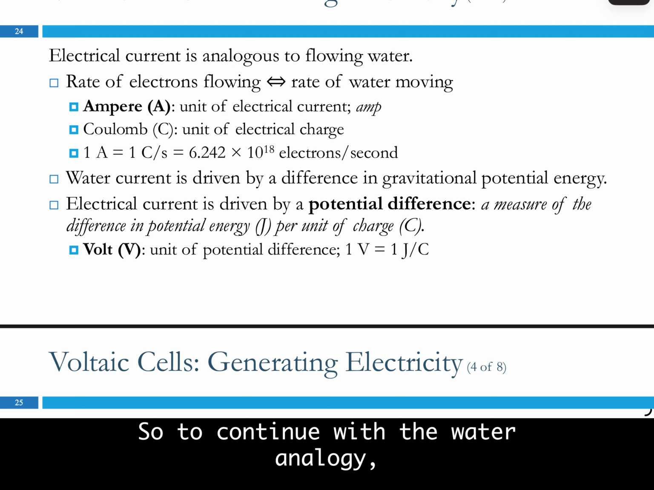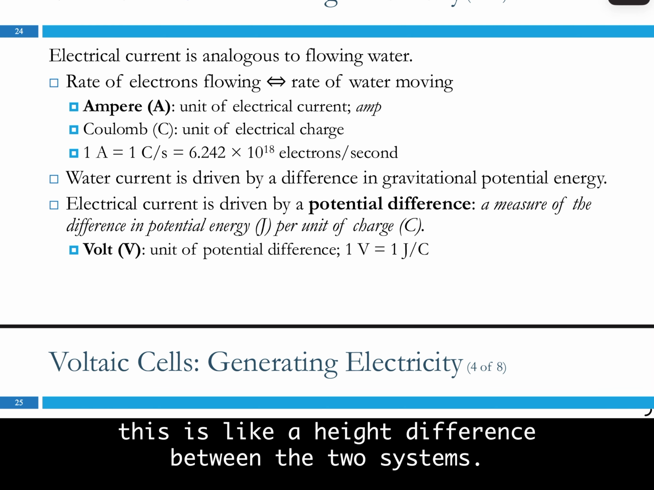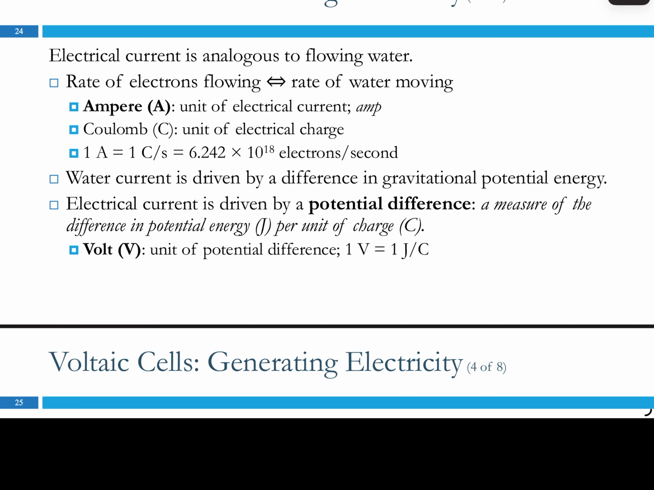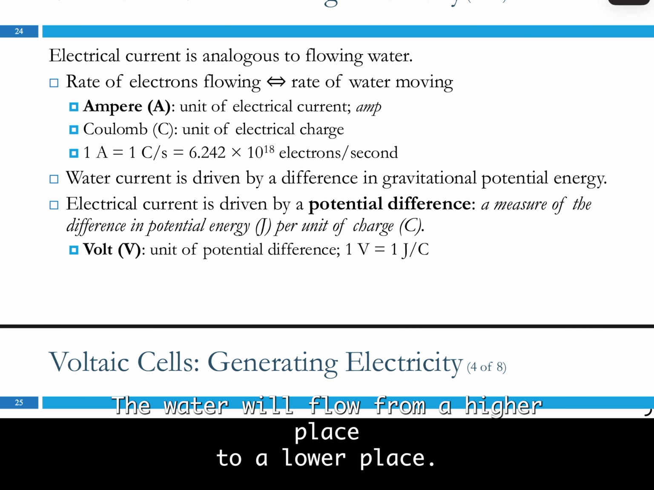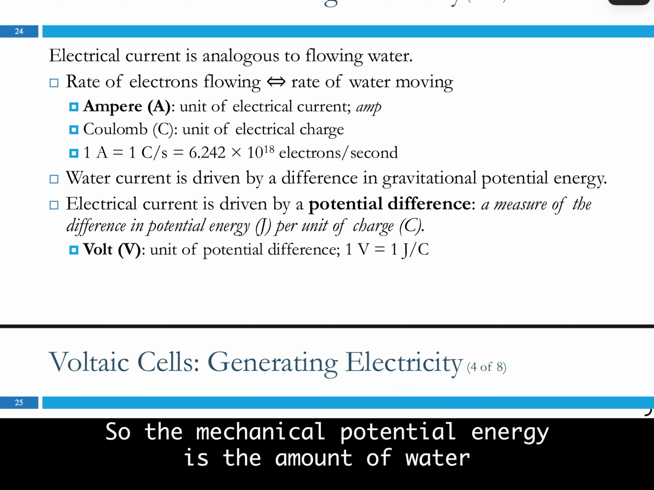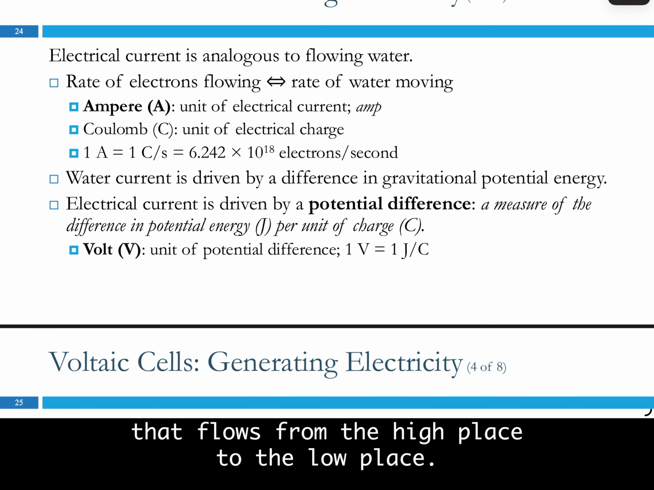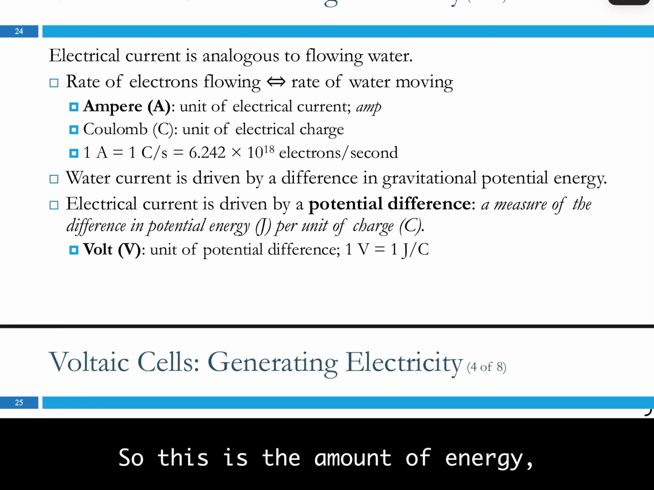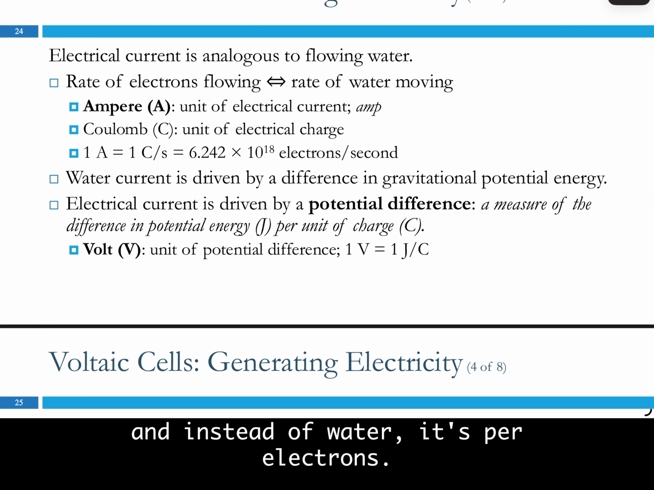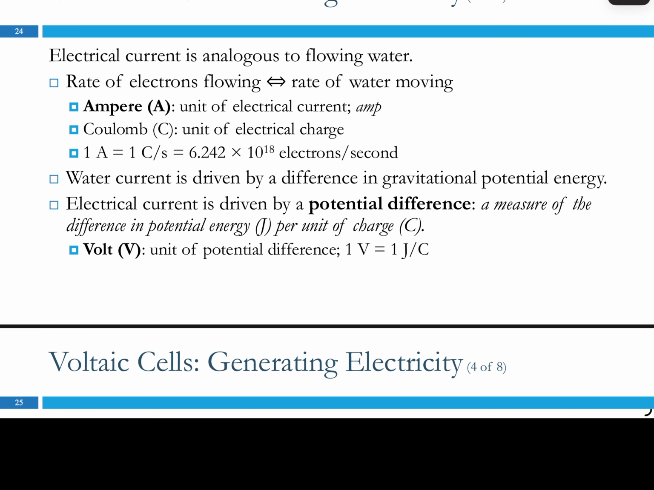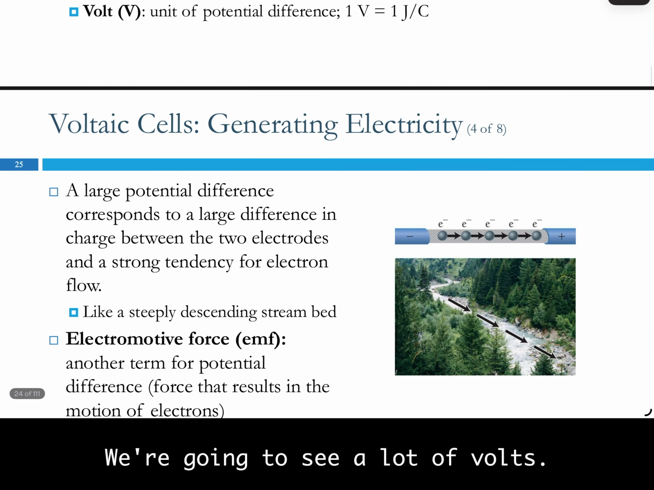So to continue with the water analogy, this is like a height difference between the two systems. The water will flow from a higher place to a lower place. So the mechanical potential energy is the amount of water that flows from the high place to the low place. So this is the amount of energy, and instead of water, it's per electrons. We're going to see a lot of volts.